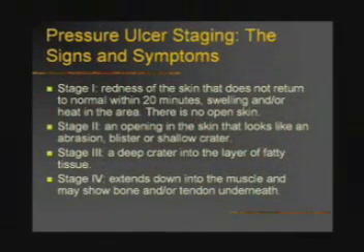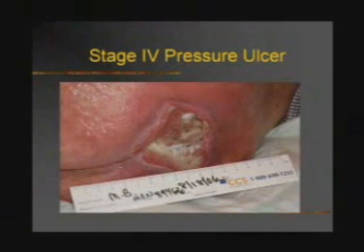A stage 4 pressure ulcer is a serious wound that extends down to muscles or bones or tendons underneath. This is a picture of a large stage 4 pressure ulcer on this patient's lower back.